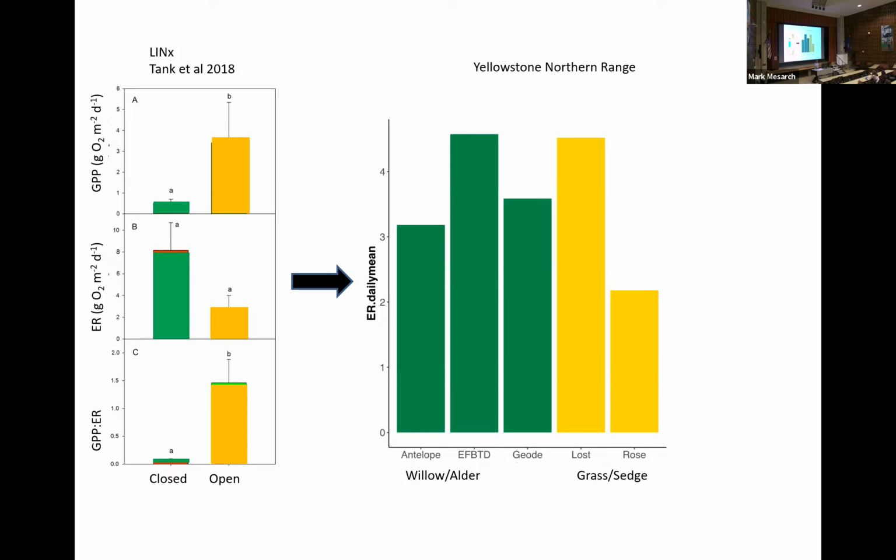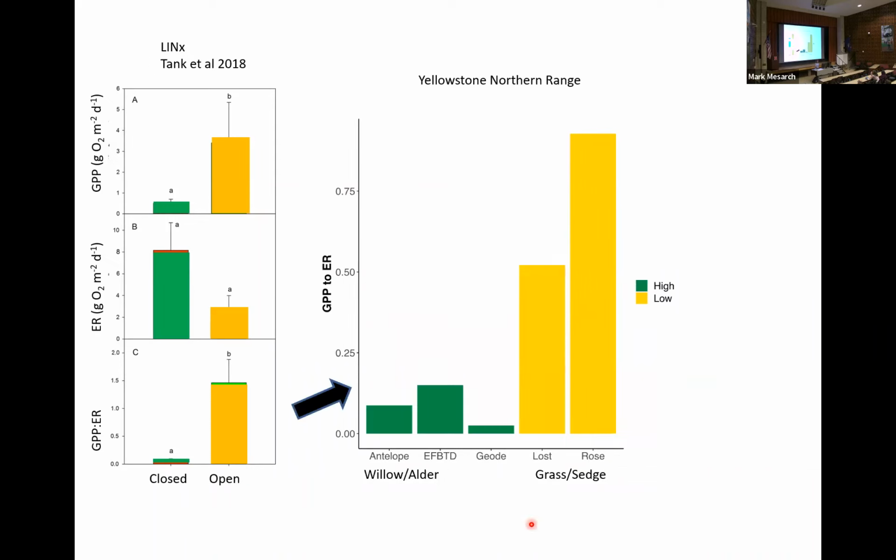And another important consideration here is that the two open sites both remained open year round, whereas the three closed sites iced over and two of the three of them froze solid. And so we're not flowing at all. And so there's no signal from Antelope or Geode Creek in the middle of the winter. Had they not frozen over, they likely would have exceeded the two open sites in ER.